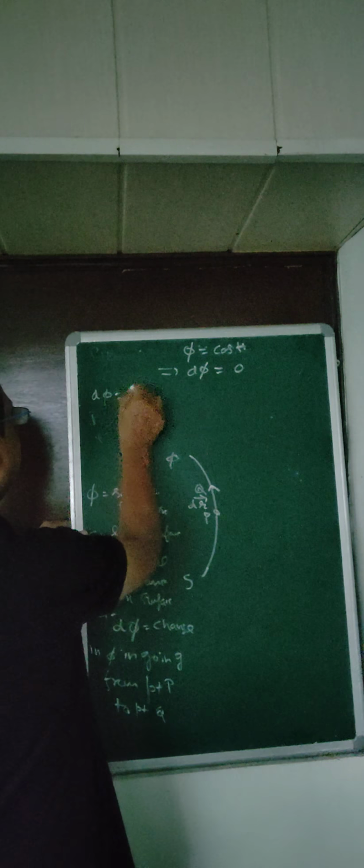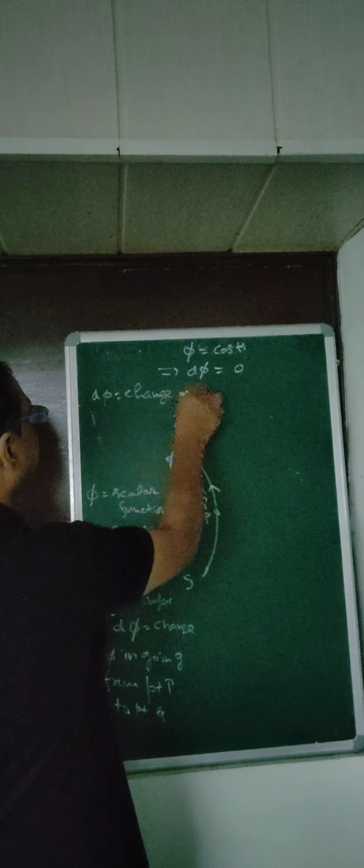Why is it equal to 0? Because d phi is the change in phi, and phi is constant. The derivative of a constant is always equal to 0. So d phi will be equal to 0. One fact we have established is that d phi is 0, because the derivative of a constant is always equal to 0. Let us call this equation number 1.